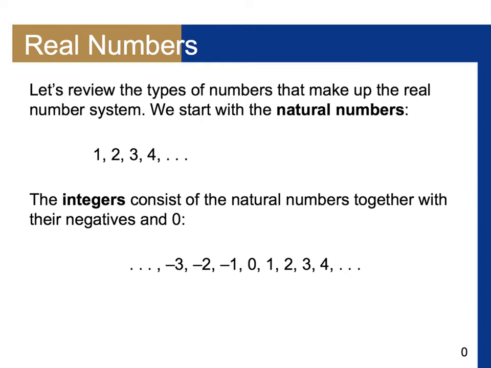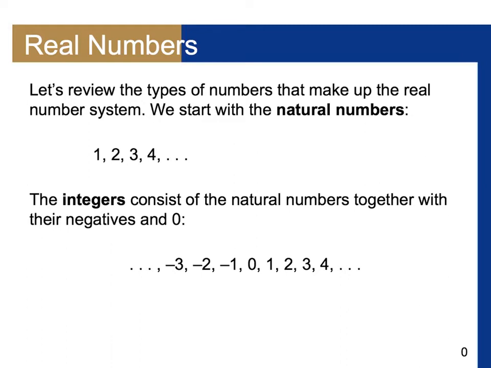So we'll start by talking about real numbers, which if you think of a number line, every point on that number line is a real number. And every real number is a point on that number line. Okay, so we'll call that a one-to-one correspondence. But let's talk about how we make that number line up.